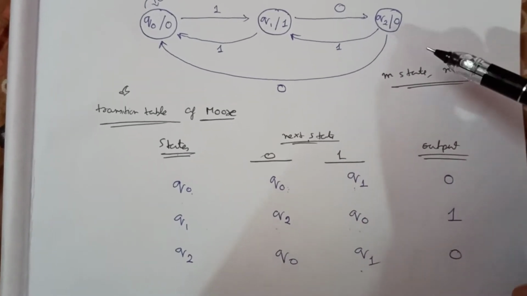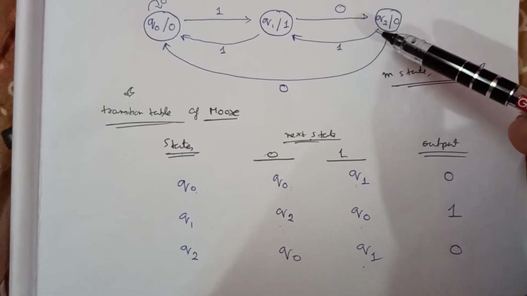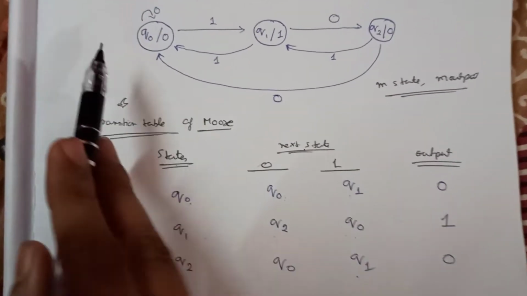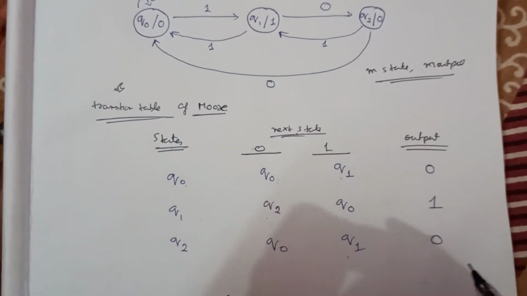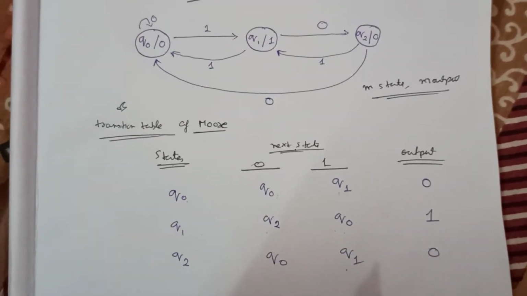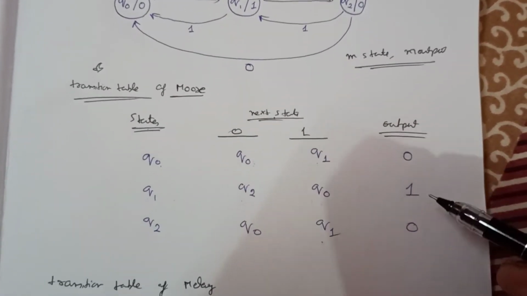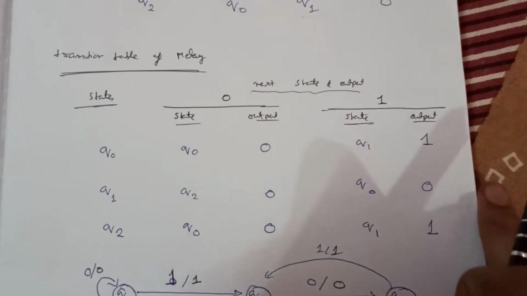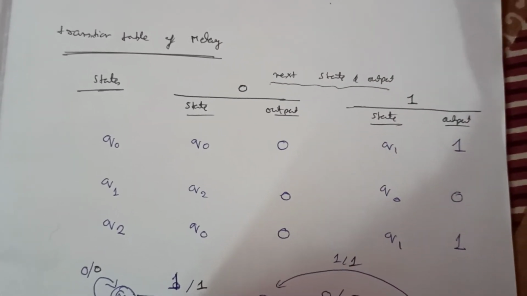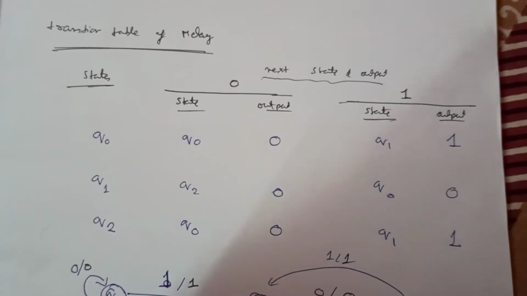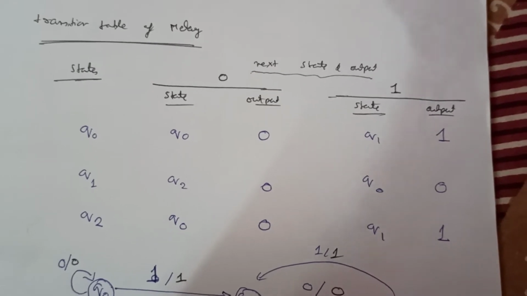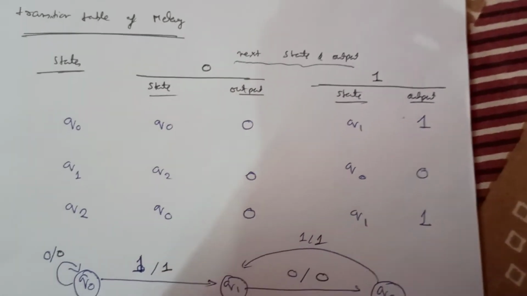I guess you already know how to convert a diagram to a transition table, and here are the outputs. For Q0 it is 0, for Q1 it is 1, and for Q2 it is again 0. So this is the transition table of the Moore machine. Now we will convert this transition table of the Moore machine to the transition table of the Mealy machine. If in the question the transition table is already given, we will just convert the transition tables, and if the diagram is given, then we will first convert the diagram to the transition table, and then do the conversion.